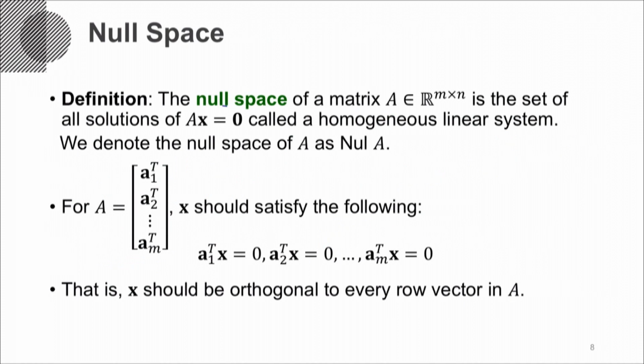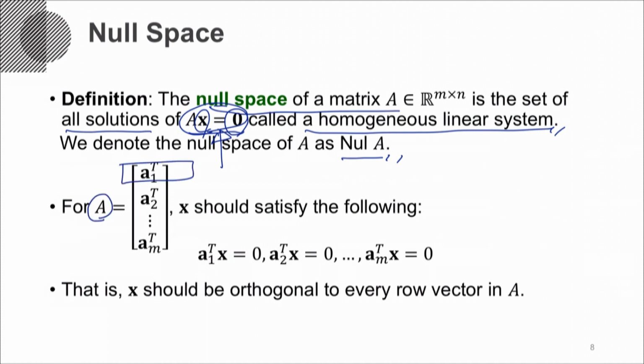The definition of the null space, given an m by n matrix A, is the set of all the solutions of Ax equals 0. This equation, when B is set as the zero vector, is called a homogeneous linear system, and we denote this null space of A as Null(A). Then we can understand the conditions that this vector x should satisfy in order to make this equation true. We consider A composed of these row vectors.